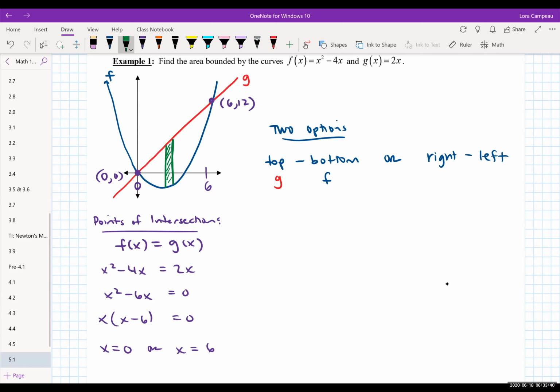But I also want to just explore if we were to try to slice it the other way. So let's look at this side. If you were going to decide that f was on the right and g was on the left, you can draw a bunch of rectangles and it would work out most of the time.